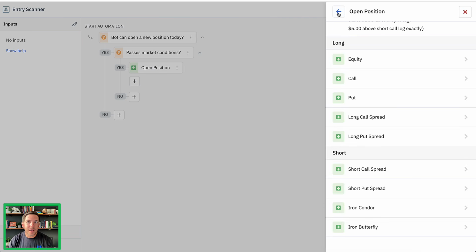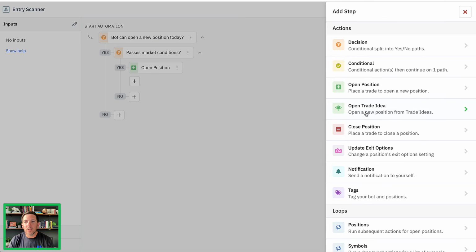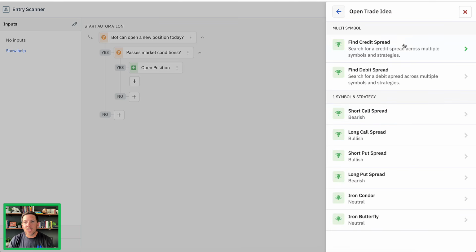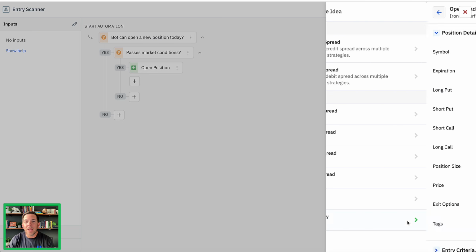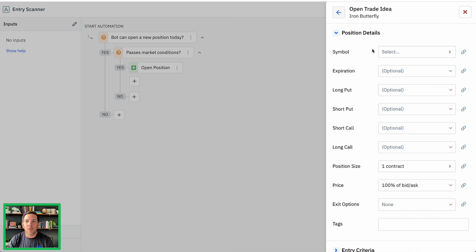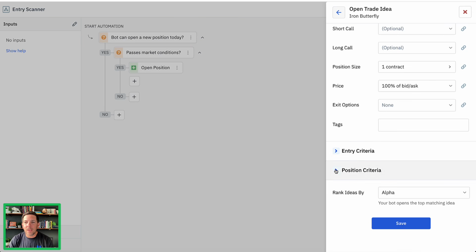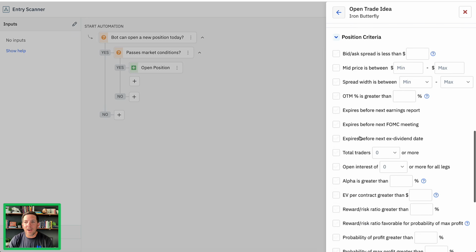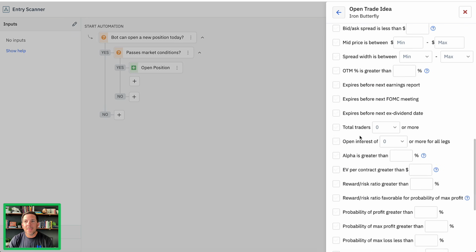If you don't know exactly what type of position you want, you can open what's called a trade idea action. And what that's going to do is find an iron butterfly position that matches the criteria you're looking for. So something like the probability of max profit or the probability of profit or the maximum risk. Doesn't mean it's always going to find it, because if you're looking for something that doesn't exist, it's not going to find it. But if you open a trade idea action for an iron butterfly, you can select the symbol, you can choose the expiration or leave it as optional. And then what you can do inside of position and entry criteria is go down here and tell it to find a position that meets your criteria.